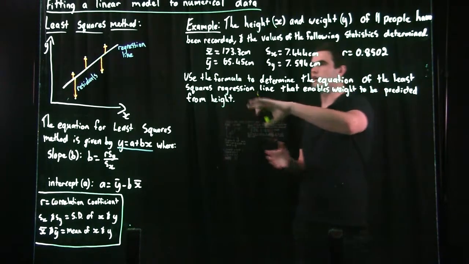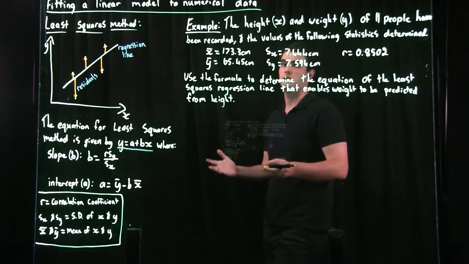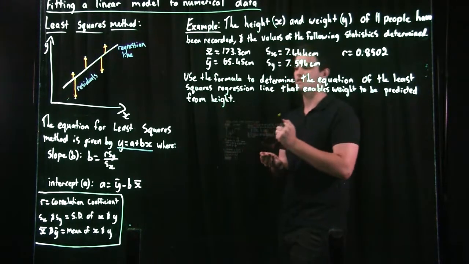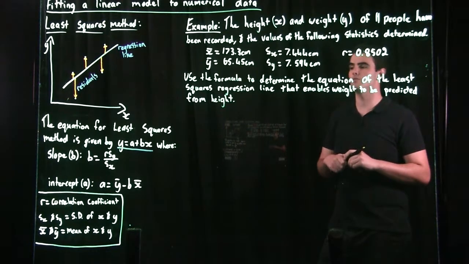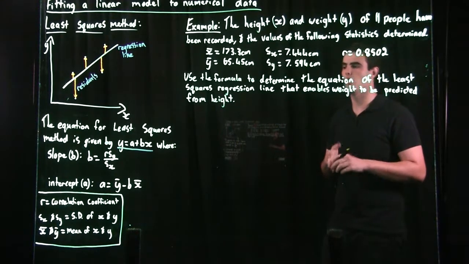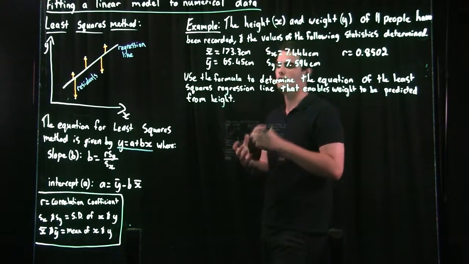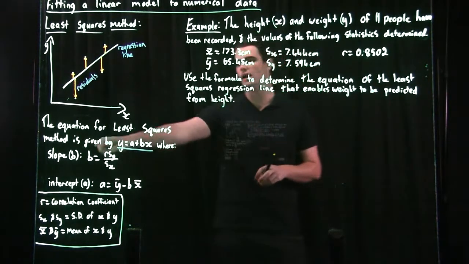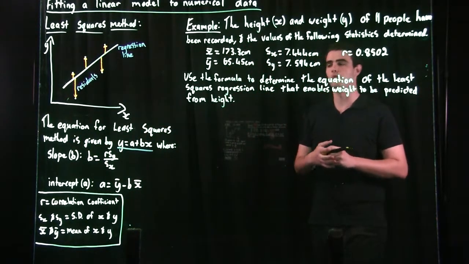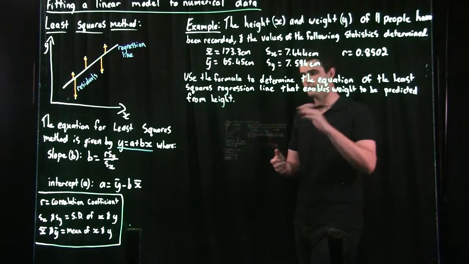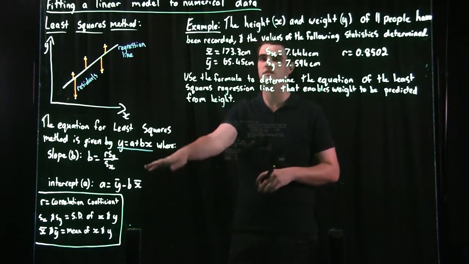So the least squares method, we're going to be using it in the next few videos. What is it? It's a method that can find us that regression line. The equation for the least squares method is given by y equals a plus bx. In this we've got the slope as b and the intercept as a. Hopefully that rings a bell from what we've learnt previously.